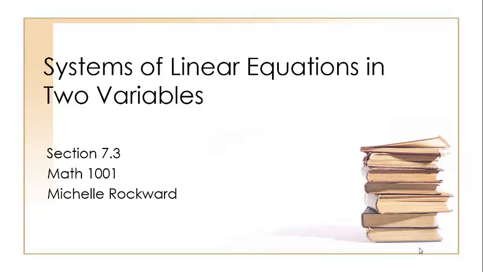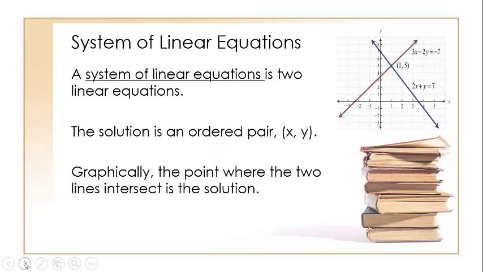In section 7.3, you will be looking at systems of linear equations in two variables. Systems of equations consist of two linear equations and sometimes more. We will only work with two linear equations. The solution is an ordered pair which occurs where the two lines intersect.